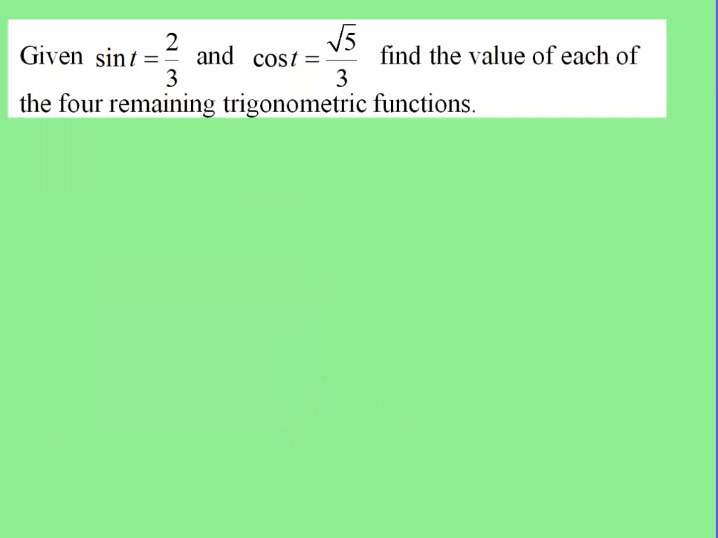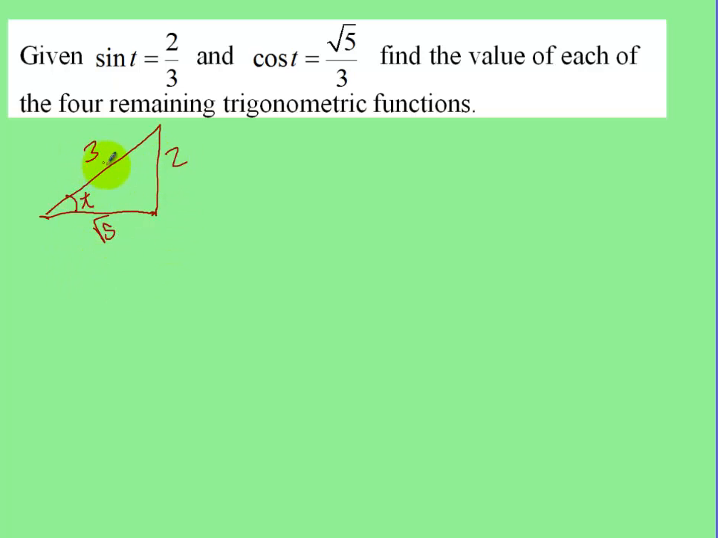All right, next thing. Given that sine of t is 2 over 3 and cosine of t is radical 5 over 3, find the value of each of the 4 remaining trigonometric functions. How do I do this? Well, what I like doing is drawing a right triangle. This helps me out here. So let's call this angle t. Sine is going to be opposite, 2, over hypotenuse, 3. And cosine is going to be the adjacent over hypotenuse, so that's going to be radical 5 over 3.